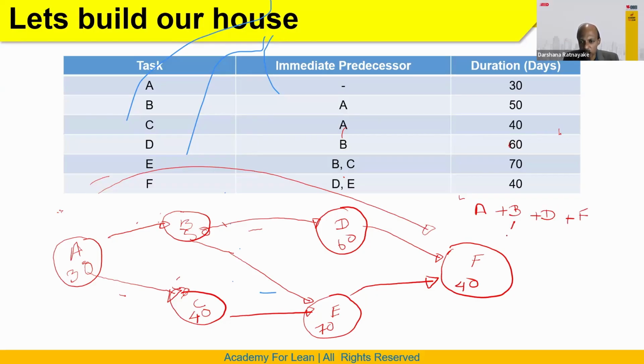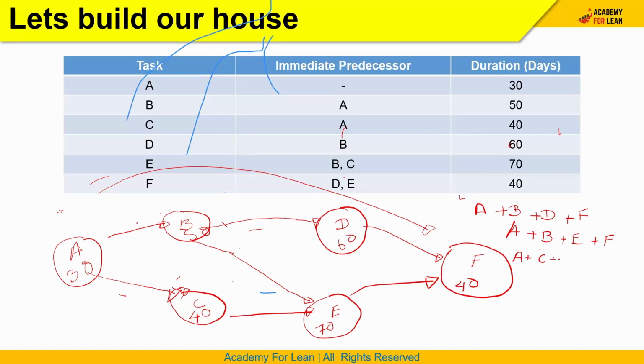The other path is A, B, E, F. The other path is A, C, E, F. These are the 3 paths we have to complete this project.